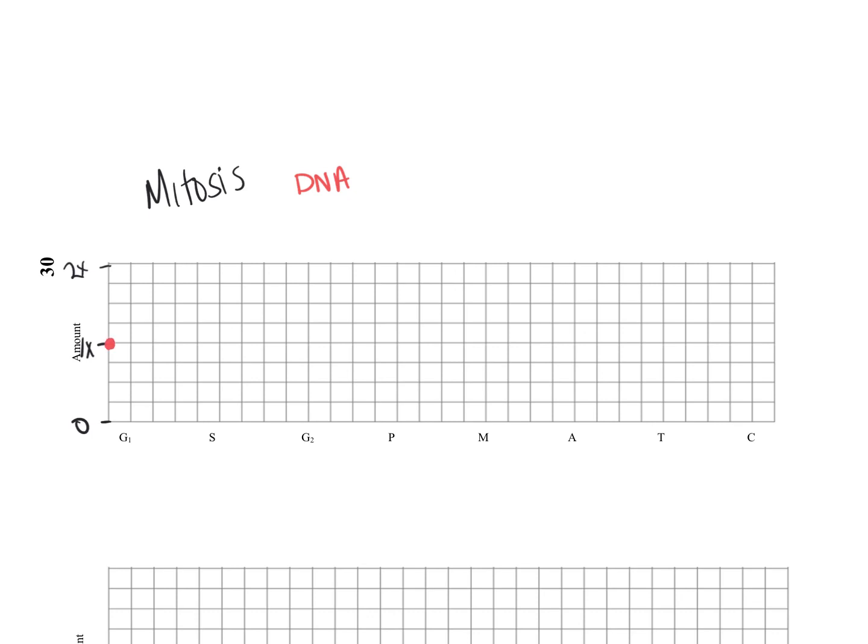Then during the S phase, we would expect to see double the amount of DNA because the DNA has been copied. And once that duplication happens, we're not going to cut the amount of DNA in half until cytokinesis. So as we look at the changes in the amount of DNA over the course of the cell cycle, our graph is going to look something like this.